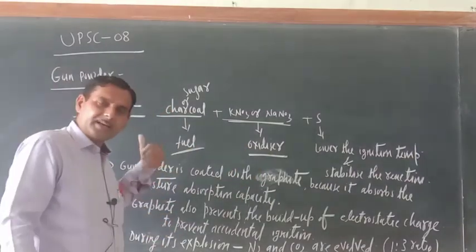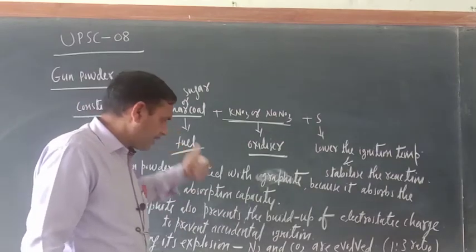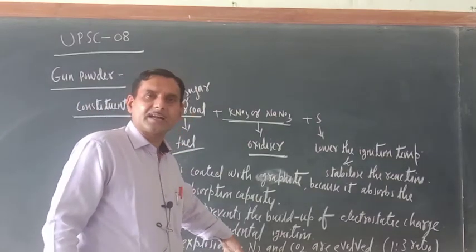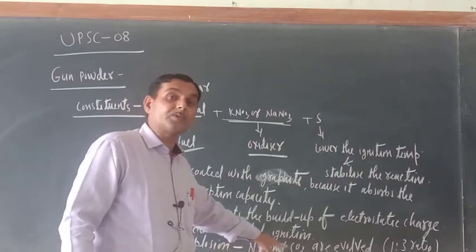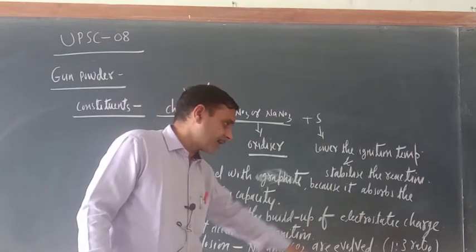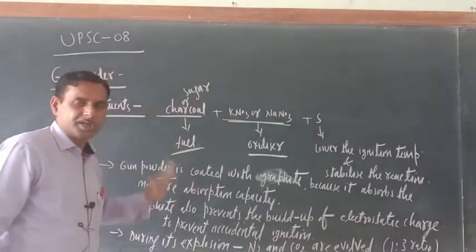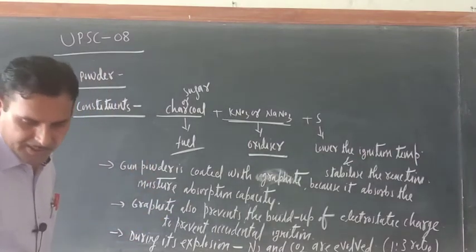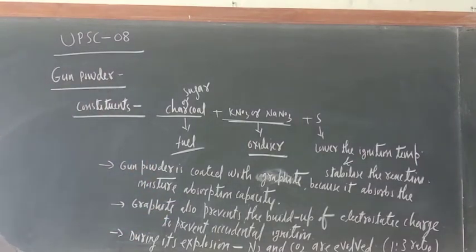When gunpowder is exploded, basically two gases are evolved. One is nitrogen, the other is CO2, in the ratio of 1:3. In this way, this is also completed. Another important compound is matchstick.